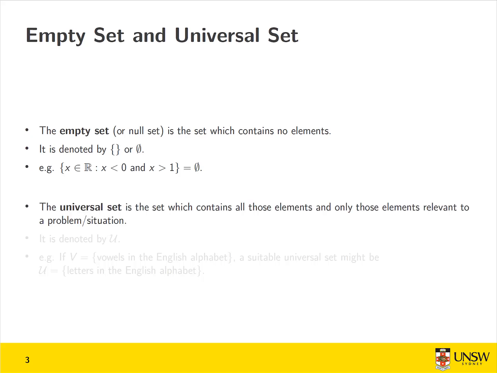The universal set is the set containing all possible elements relevant to a particular problem or scenario. We denote it by a cursive capital U. For any given problem, the universal set is normally determined by context. For example, in the case where we are given the set V that contains the English vowels, a suitable universal set could be the set that contains all English letters.